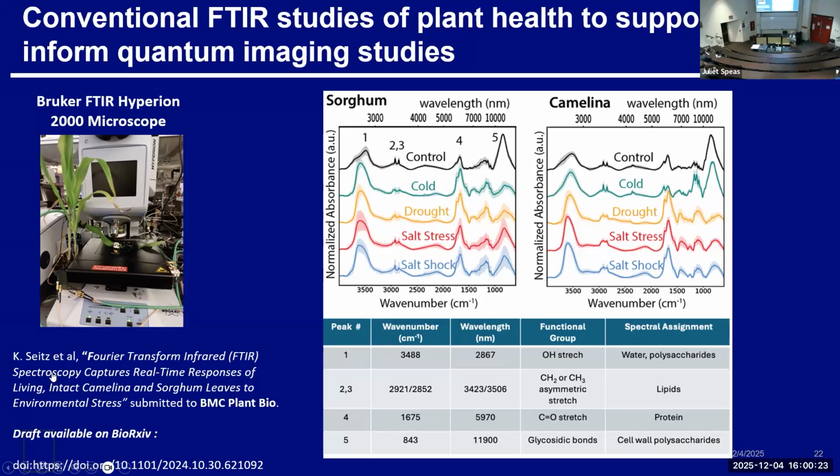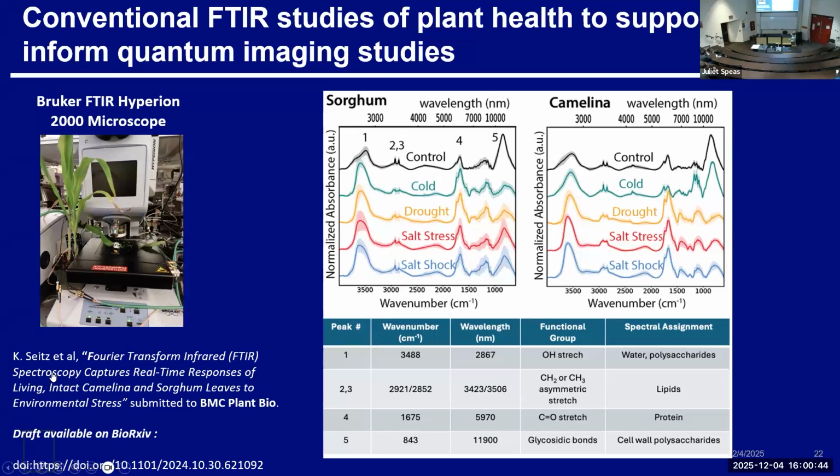So we just started doing a lot of conventional measurements in an FTIR microscope with sorghum and camelina, the two plants we were interested in, and looking at changes in their IR absorption spectra as a function of various environmental stressors: growing controls, cold, drought, salt stress, salt shock.